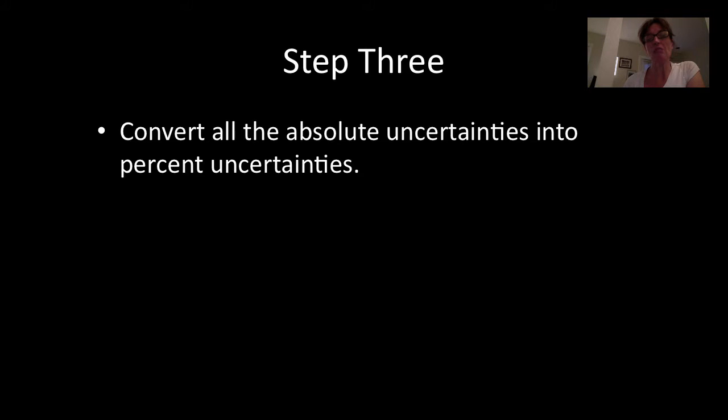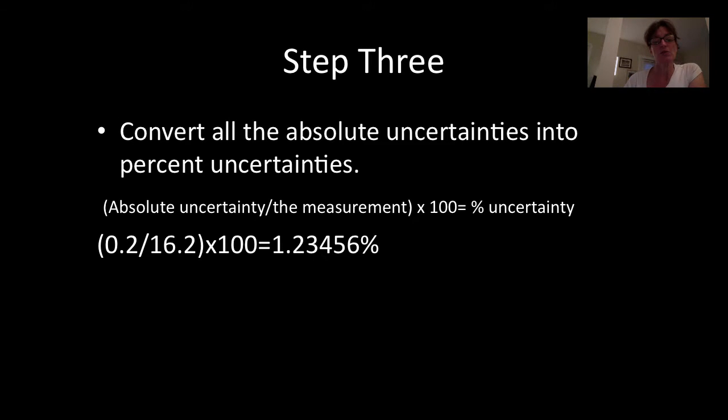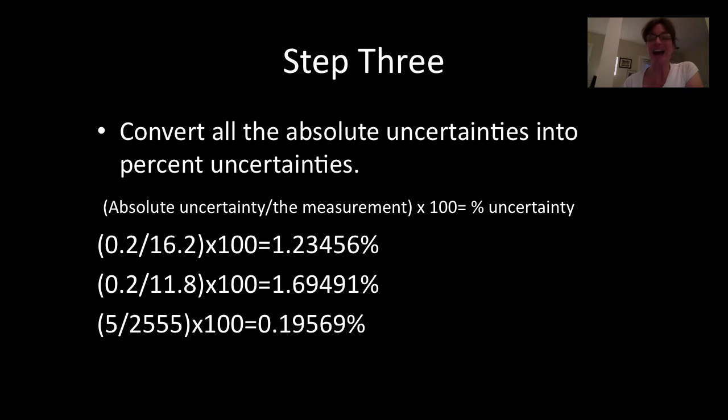Step 3. Now I'm going to deal with the uncertainties. I'm going to convert all of my absolute uncertainties into percent uncertainties. The way I'm going to do that is I'm going to take the absolute uncertainty and divide it by the measurement. Then I'm going to multiply that times 100 and I will end up with a percent uncertainty. So the first uncertainty is 0.2. I'm going to divide that by the first measurement, which is 16.2, and multiply that times 100. And I'm going to repeat this for each of the uncertainties.